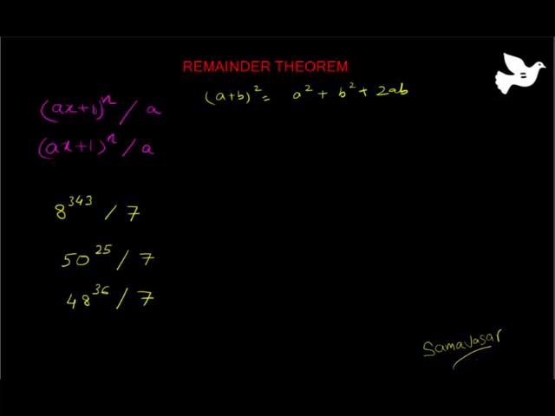So basically I have a term which has only the power of a. Then I have a term which has a power of both these numbers, and then I have a term which has a power of only b.